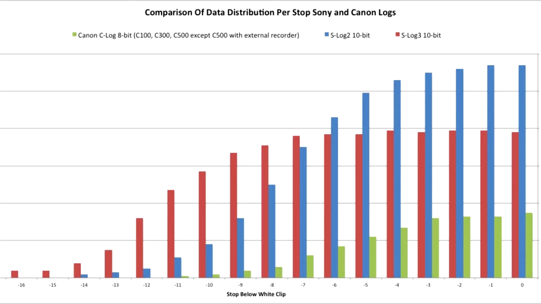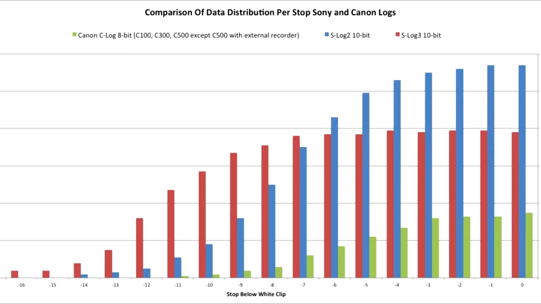So I found this graph pretty helpful. The blue bars actually represent S-log2. So as you can see, S-log2 is putting more data into the highlights. And as you can see, S-log3, which is in red, is actually putting more data into the shadows. So you could say the only difference really between S-log2 and S-log3 is that S-log2 has more data in the highlights and S-log3 has more data in the shadows.